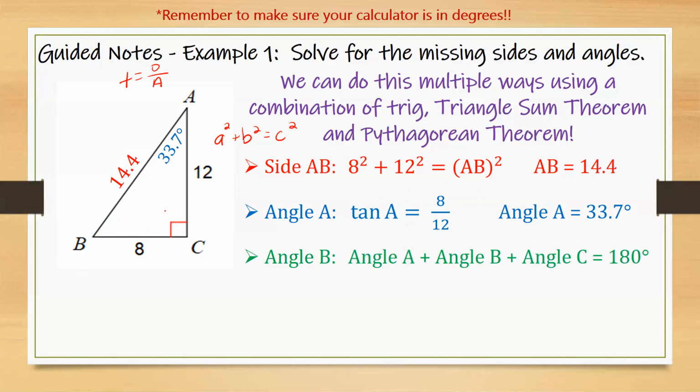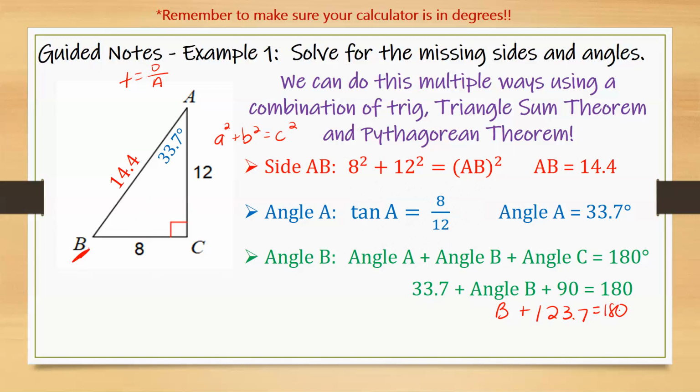And we know 2 of these angles already, so you can solve for B this way. So we have angle A plus B plus C is 180. Well, we know angle A is 33.7. We don't know angle B, and we know angle C is 90 degrees. Set that equal to 180. So 33.7 plus 90 is going to give me 123.7. So I have B plus 123.7 is equal to 180.